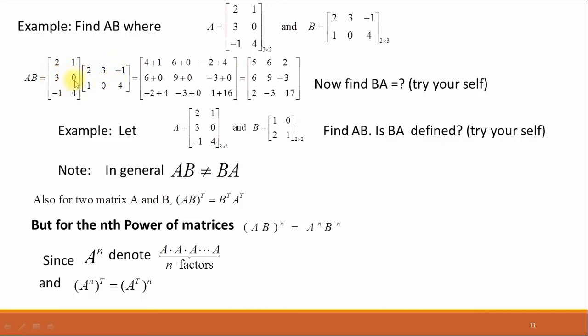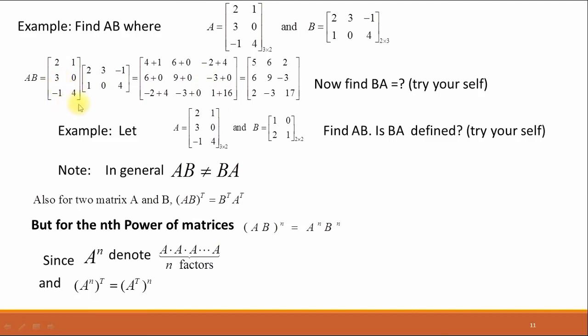Fix this row and apply it to this column. We get 3 multiplied by 2 is equal to 6 and 0 multiplied by 1 is equal to 0. So applying this row to this column, we get 3 multiplied by 3 is equal to 9 and 0 multiplied by 0 is equal to 0. Now applying this row on this column, we get 3 multiplied by minus 1 is equal to minus 3 and 0 multiplied by 4 is equal to 0.